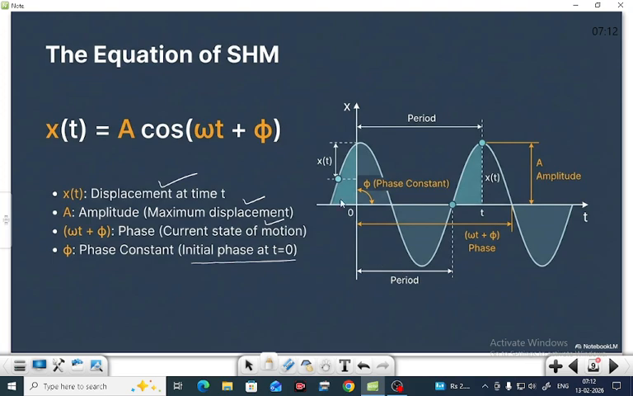So this is the equation of simple harmonic motion. These are the various terms we already explained: a is the amplitude, omega t plus phi is the phase or current state of motion, and phi is the phase constant or initial phase at time t equal to 0. So this is the equation of simple harmonic motion.